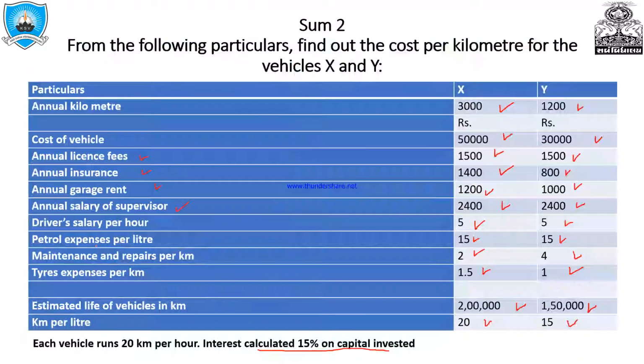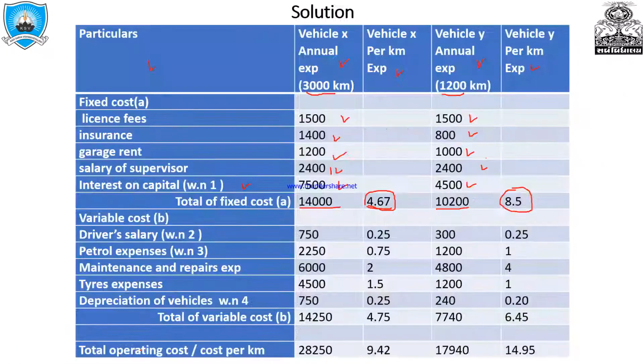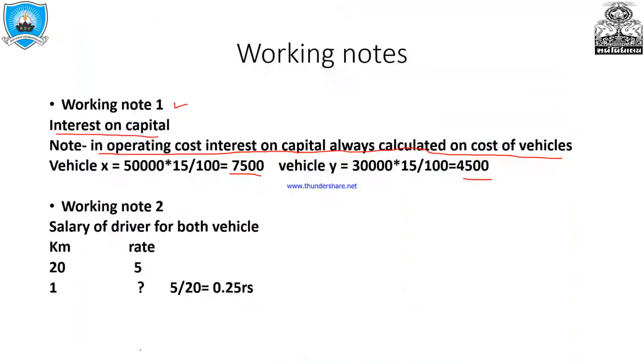First step, driver salary. Driver salary is given per hour, and for the solution we need to find the per kilometer driver salary. It is given that the vehicle runs 20 kilometers per hour. So let's write one working note for the driver salary. 20 kilometers per hour, the vehicle runs for both vehicles. So the rate per hour is 5 rupees. So we can say 20 kilometers per 5 rupees per hour.